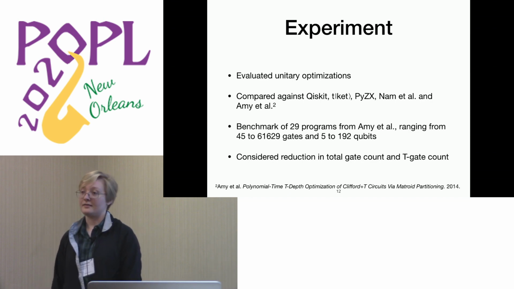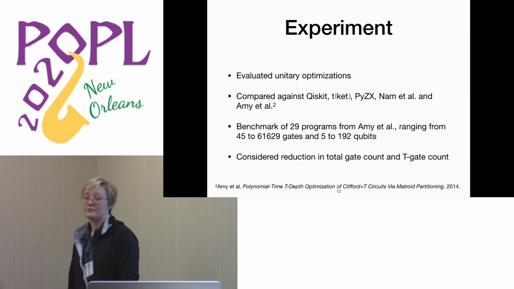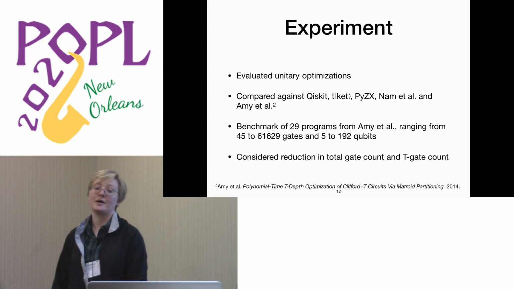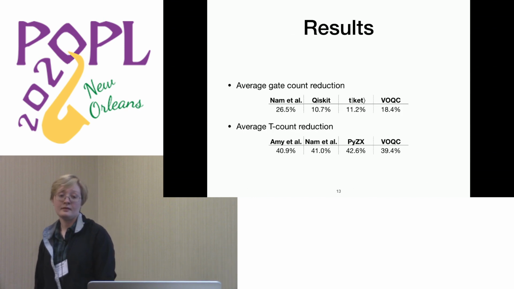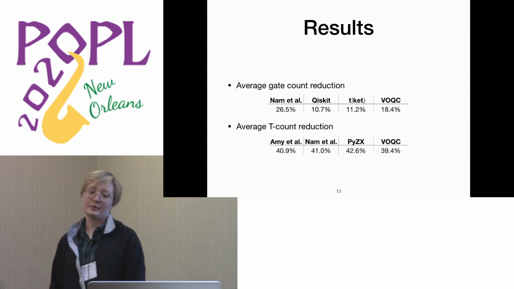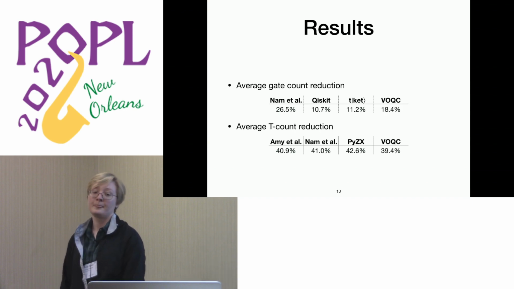We compared against the industrial compilers Qiskit and TCAT, as well as the research compiler PISIX, and we also just copied the results reported in the Nam et al. and Amy et al. papers. We're going to look at total gate count reduction and T-gate count reduction. So these are our results. I'm reporting average total gate count reduction and average T-gate count reduction.